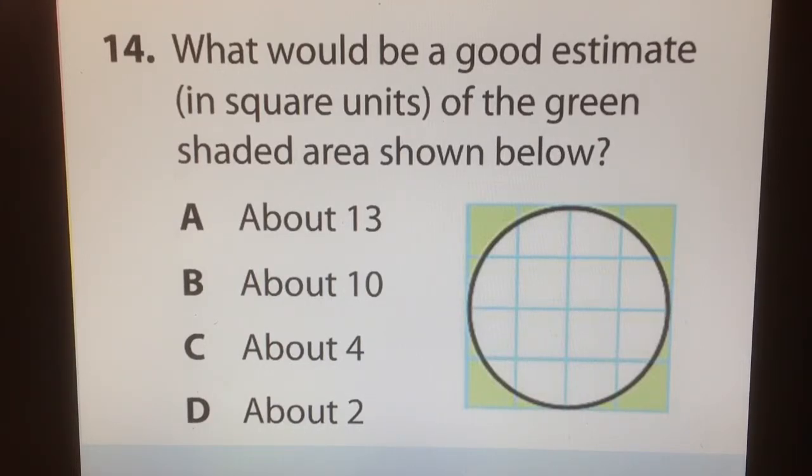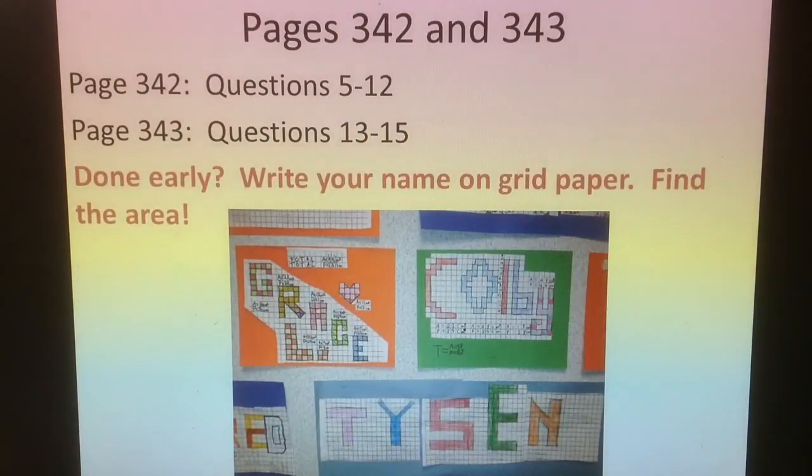Many students thought that they were supposed to count the area inside the circle, but if you read the question carefully, it says make an estimate of the shaded area of the green squares. So we really need to count those green squares. We estimated about 4 for the green. And that was it for today.